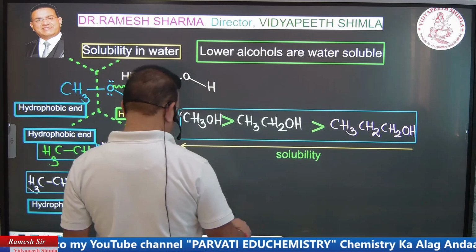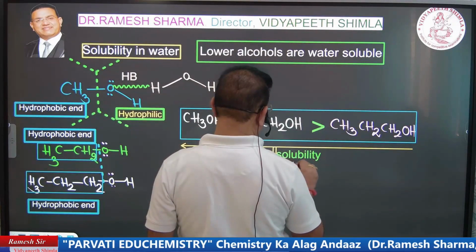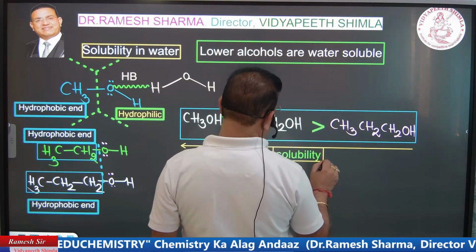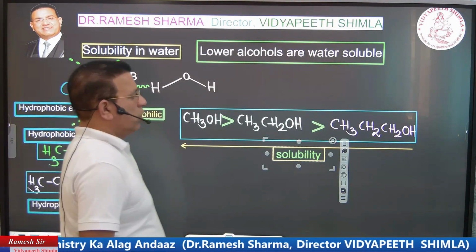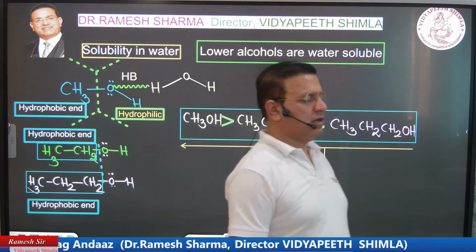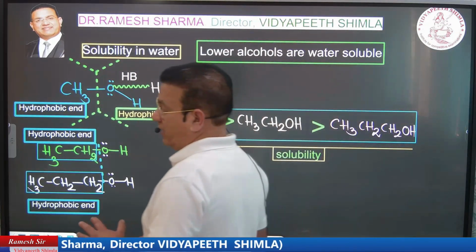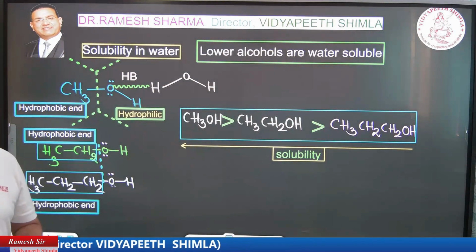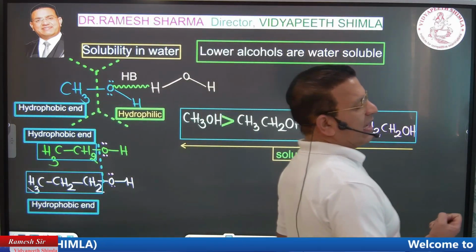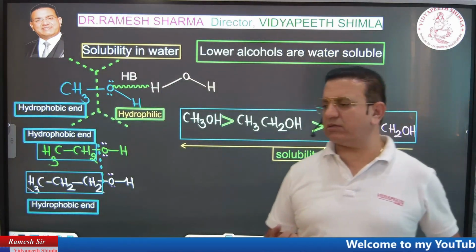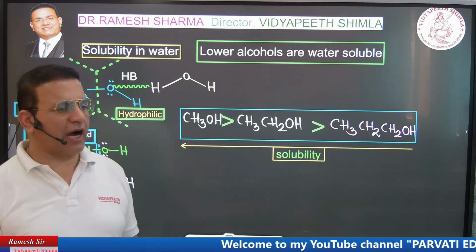But when the branching will increase, the solubility trend will be different. More is the branching, less is the surface area. And less the surface area means less is the dominance of hydrophobic end.